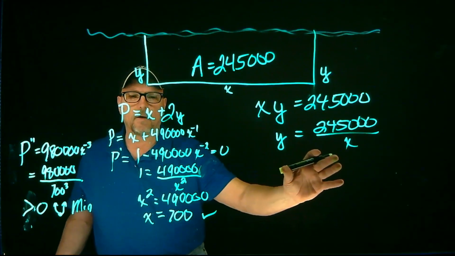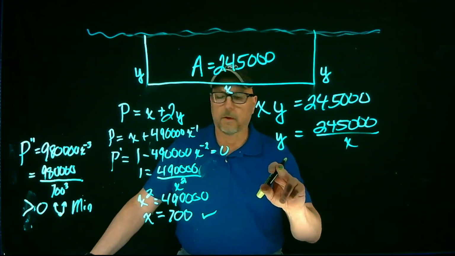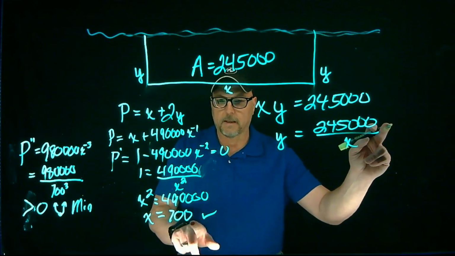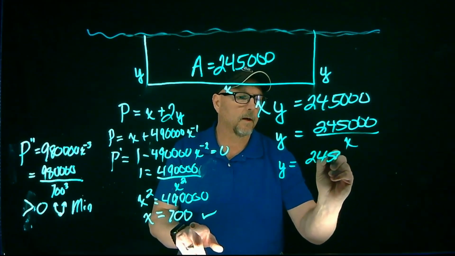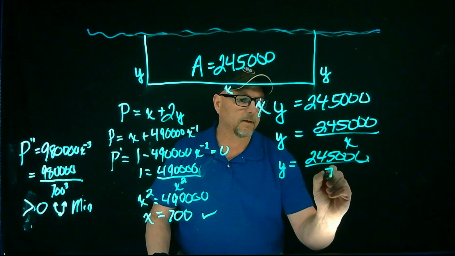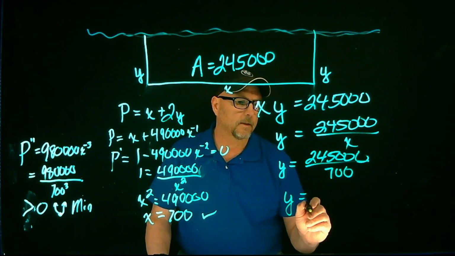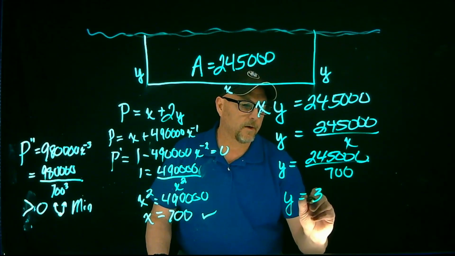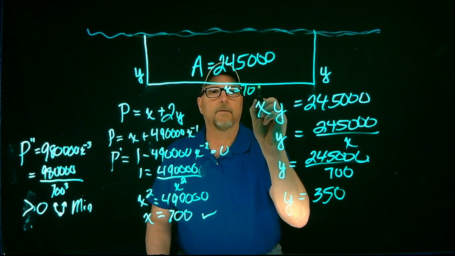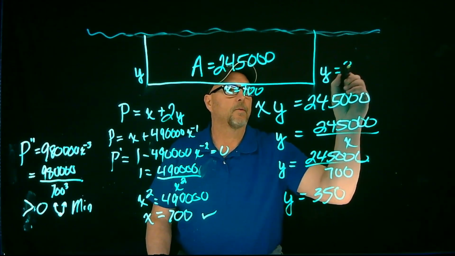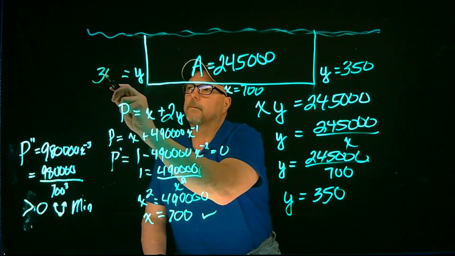So now I've got to go back over here to the secondary equation. And the secondary equation, y equals 245,000 divided by 700. So let's go in and figure that out. 245,000 divided by 700. And let's see, when I do that, I get what? 350. So we're looking at this distance being 700 feet, and this distance being 350 feet. And this distance is 350 feet.